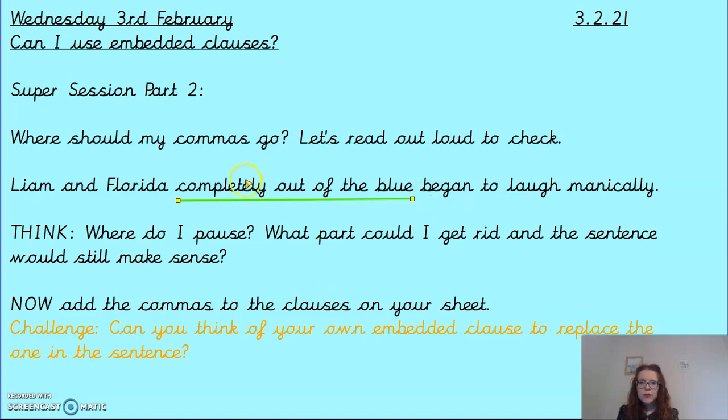I can take this out and read the sentence without it. Liam and Florida began to laugh maniacally. That makes sense. But we've added in extra information that they did it suddenly. They did it out of nowhere. Just completely fine, ha ha ha, they've gone crazy. So that is adding extra information. So my commas, where are they going to go?